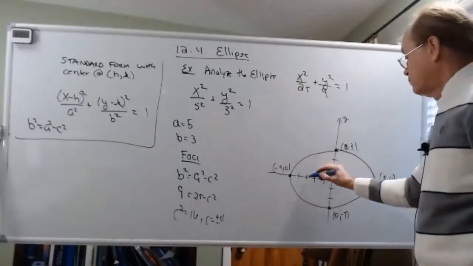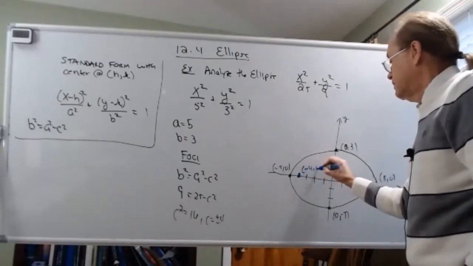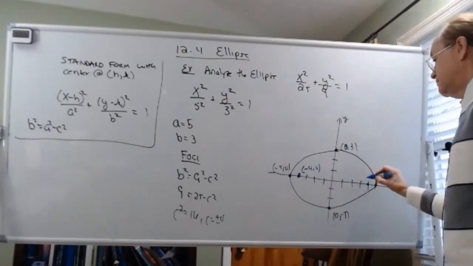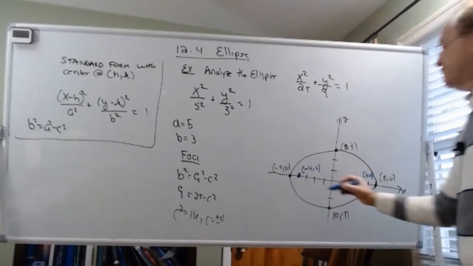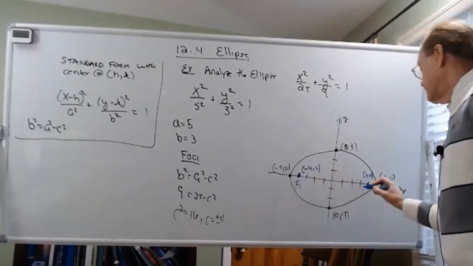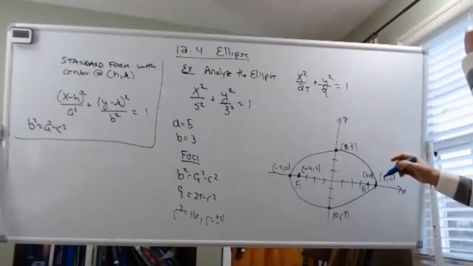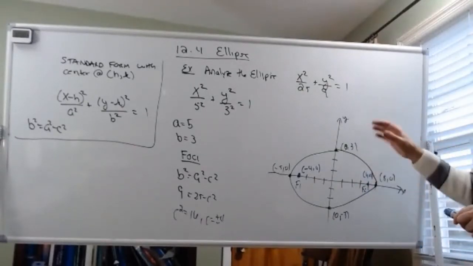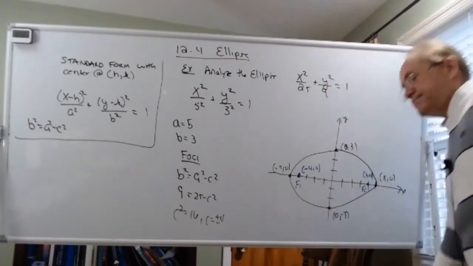So now I can place my foci on my graph. So I go 1, 2, 3, 4. There's one of my foci, negative 4, comma 0. And here's the other one over here, positive 4, comma 0. So those are the foci 1 and foci 2. That's it. We know everything that we need to know about that ellipse. Didn't have to do a lot of work. This was an easy one.